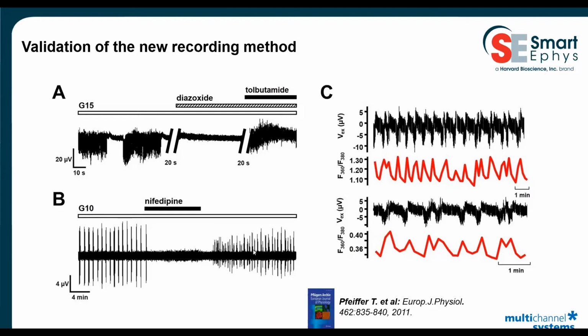On the right side, I did a recording where we recorded simultaneously electrical activity and intracellular calcium concentration. So the black trace represents electrical activity, and the red trace, the intracellular calcium concentration. Note that each burst of electrical activity is accompanied by a peak of calcium. And this is also part of our first MEA publication.